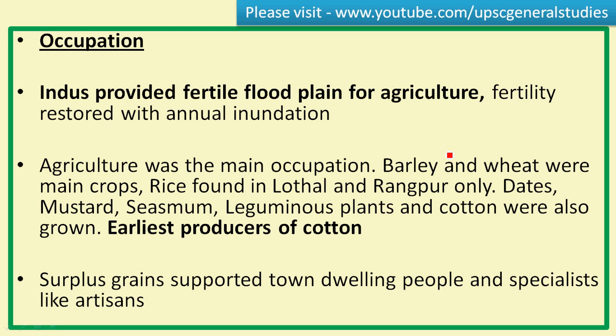Agriculture was the main occupation, and the main crops were barley and wheat. The most important thing is that Harappans were the earliest producers of cotton. This may be a prelims question. They were the earliest producers of cotton. It was previously asked also. Cotton was grown in Harappan civilization, asked in combination with two other options. So be careful while writing the answer.